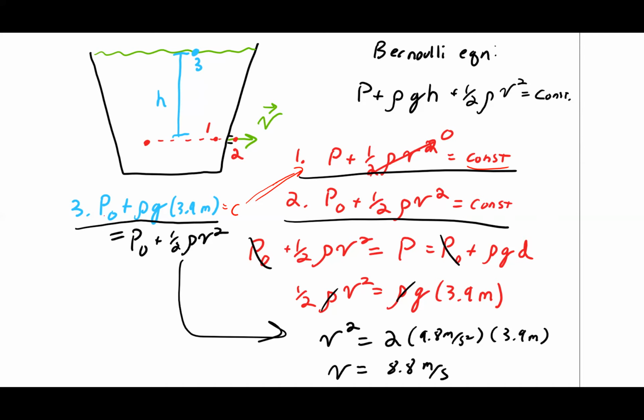I can also set this expression equal to the Bernoulli expression over at point 2, right? Then it becomes equal to the atmospheric pressure plus this pseudokinetic energy term. If I solve for velocity in that term, I get 8.8 meters per second. You've noticed we've set the pressure here at point 2 to be equal to the atmospheric pressure.